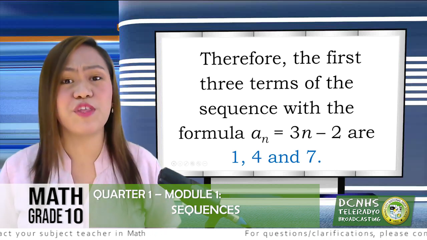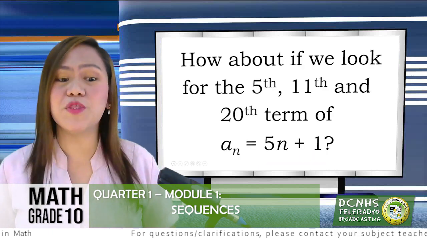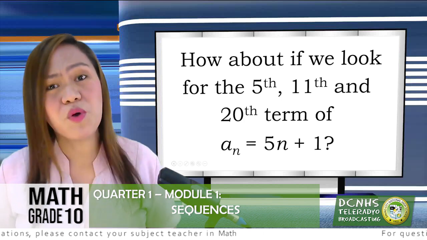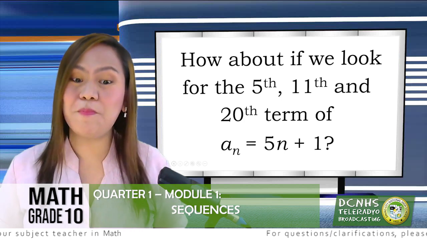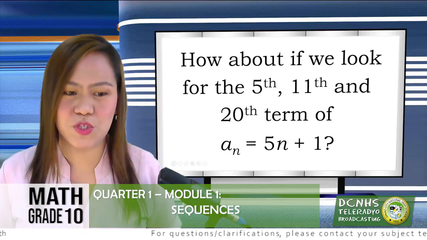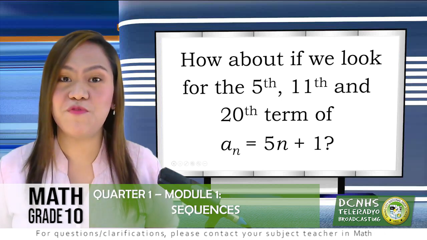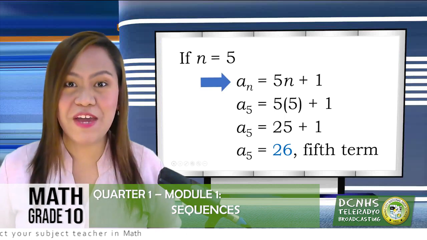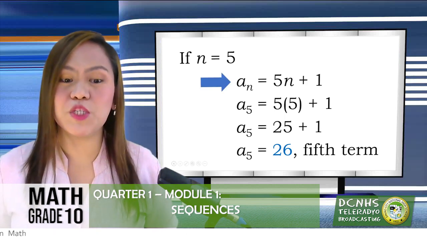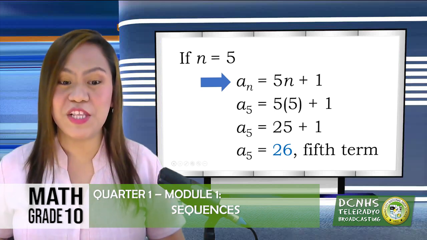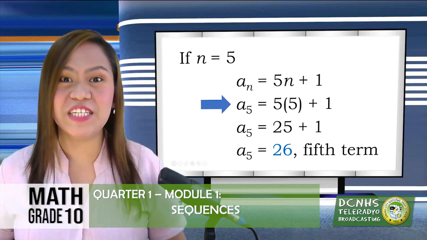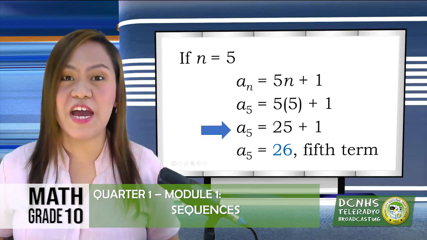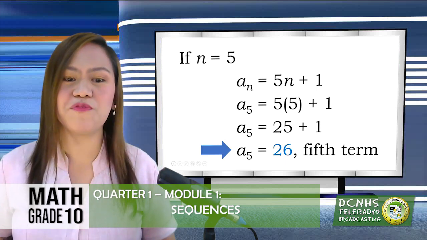How about if we look for the 5th, 11th, and 20th term given a different formula, a sub n is equal to 5n plus 1? Using the same process, we will arrive at the following answers. First, we write the given formula a sub n is equal to 5n plus 1. We use 5 as our n, indicating the 5th term. Then, substitute the value of n. Then we perform the indicated operation and simplify our answer. We arrive at a sub 5 is equal to 26, which is our 5th term.